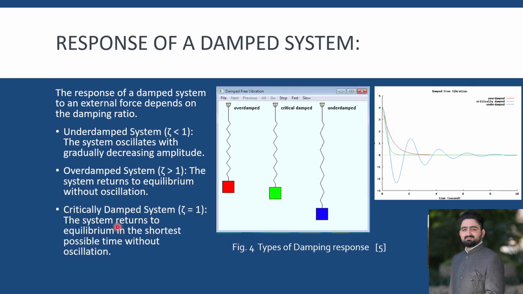In a critically damped system, where zeta is equal to 1, the system returns to equilibrium in the shortest possible time without oscillation. In an overdamped system, the system returns to equilibrium without oscillation, but it will take more time as compared to critical damping. On the other hand, in an underdamped system, where zeta is less than 1, the system oscillates with gradually decreasing amplitude. These can also be seen from the graph.